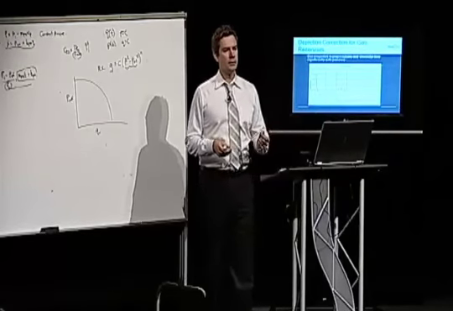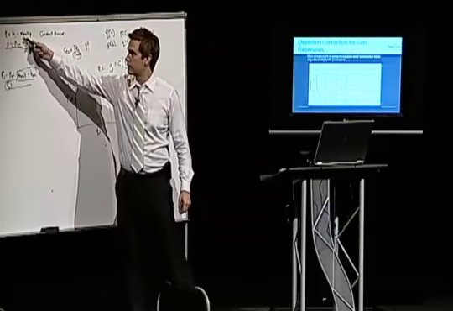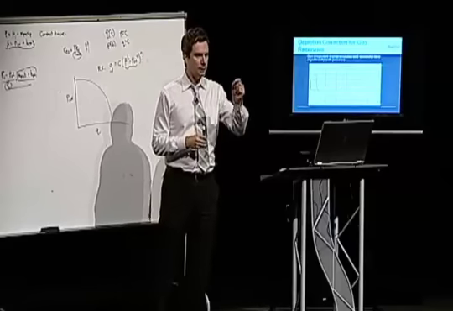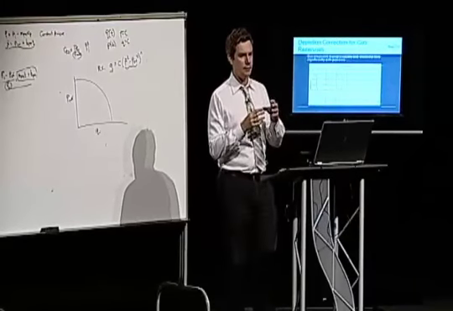We can't assume that compressibility is constant, which the pseudo-steady state equation requires. It requires us to put in a C value. What would we do for gas? We wouldn't be able to put in a fixed C value because it's changing.